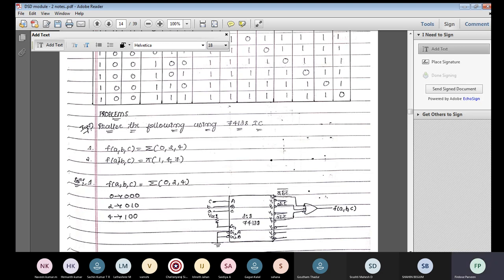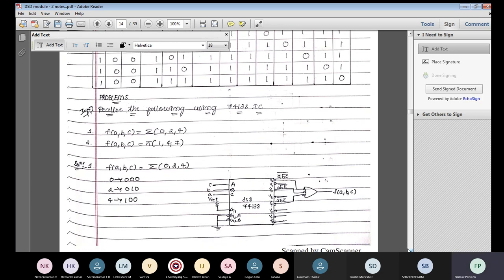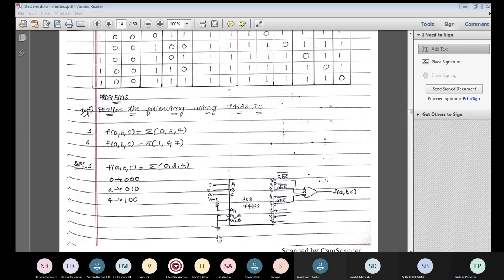I'll give this problem as an assignment. F of A, B, C is 0, 1, 7. You should show it to me tomorrow in the class. If you have any doubts and want me to repeat anywhere, you can ask me, and we will help you. Okay, write the note.